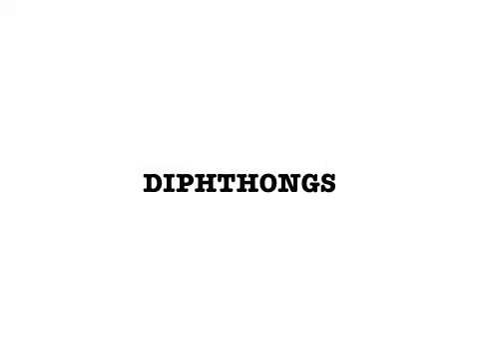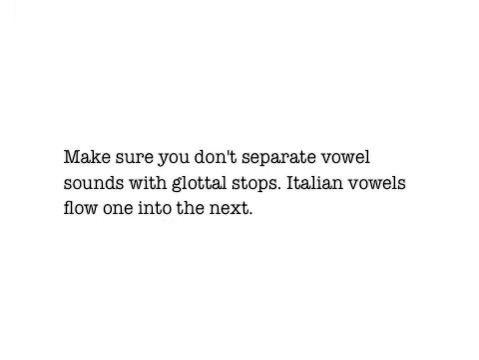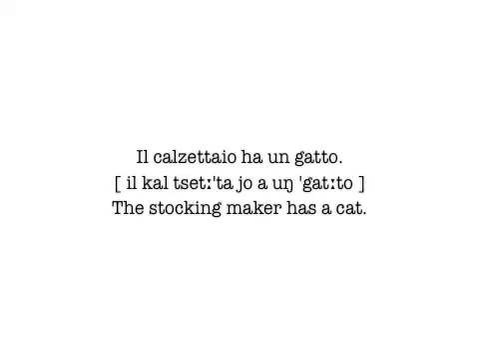Now, I want to touch on diphthongs just very briefly. Italian is a very vowel-oriented language, and you'll often find multiple vowels, as many as 4 or 5, all in a row. In Italian, you want to be careful not to separate these with glottal stops. One vowel just flows into the next, as in il calzettaio ha un gatto, not il calzettaio ha un gatto. A lot of the time in Italian, when 2 vowels are next to each other, they each get their own syllable, especially in music, where a word like lei will often be given 2 notes.